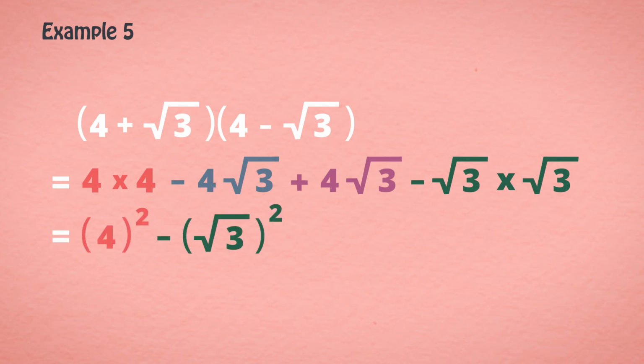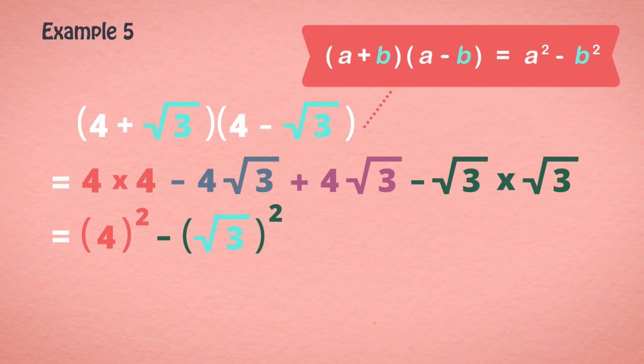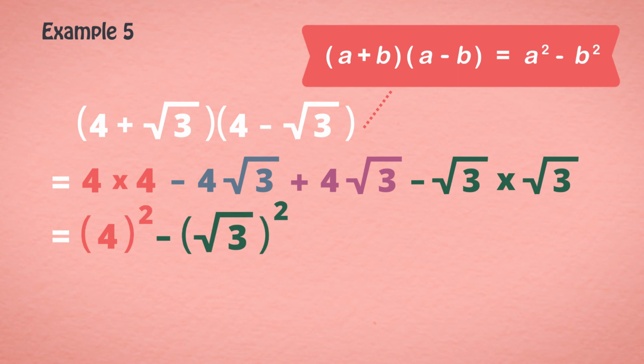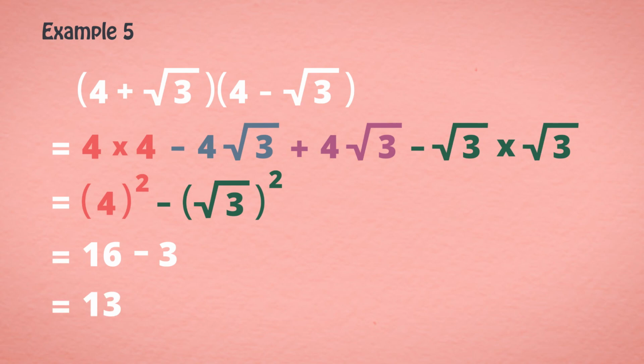Now, does this result look familiar to you? Can you relate this to this special algebraic identity that you've learned, where a is 4 and b is square root of 3? In other words, when a product of two expressions involving surds is in this form, we can apply this result to the expression. Note that simplifying this further will simply be 13.